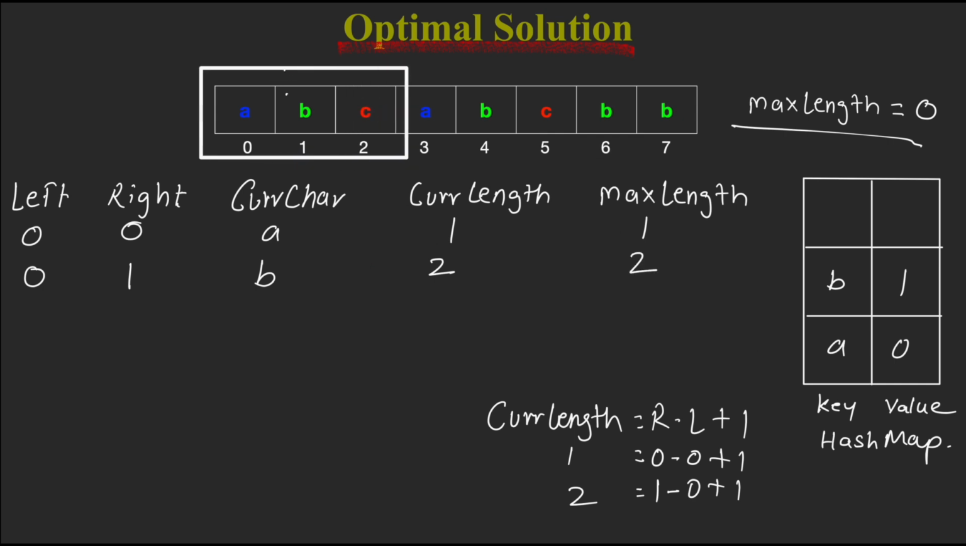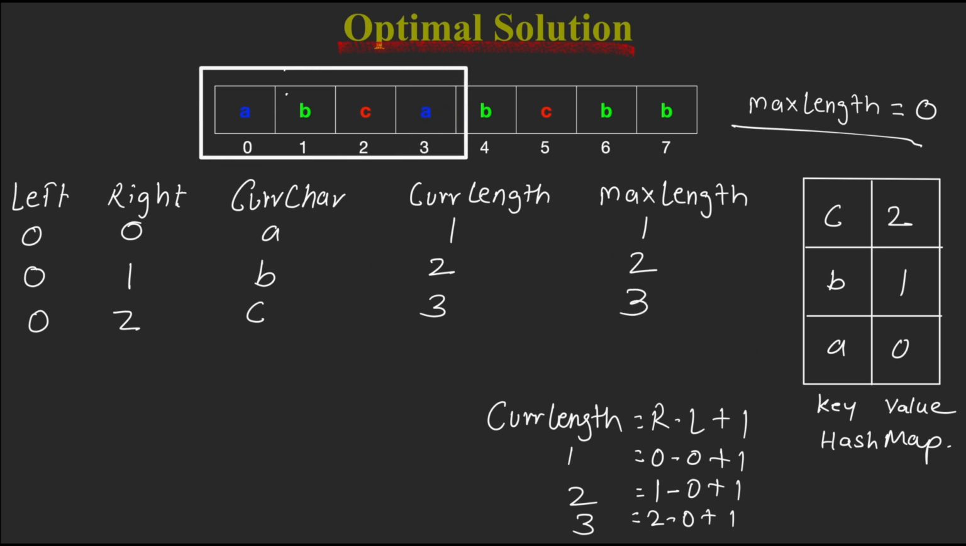Iteration 3. Right is at index 2. Current character is C. C is not in our map. Add C and its index 2 to the map. Current window is A, B, C. Current length is equal to 2 minus 0 plus 1, which is equal to 3. Maximum of 3, 2 is 3, so max length becomes 3.